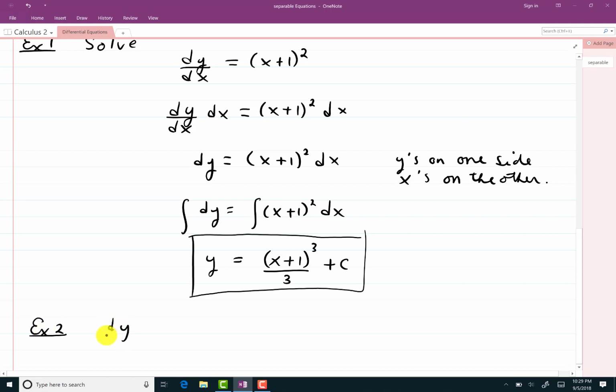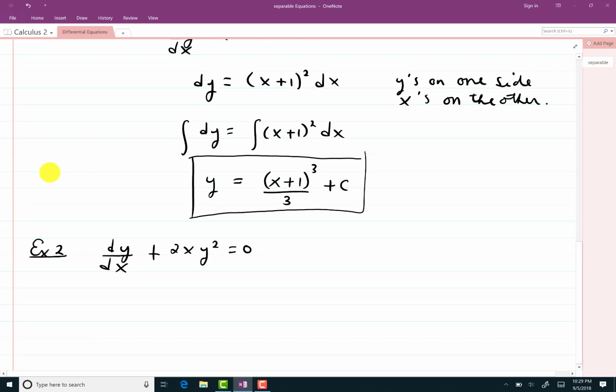Another example. Suppose I wish to solve dy over dx plus 2x y squared equals 0. So now what I want to try to do is get the y's on one side and the x's on the other. So the first thing we can do is take the 2xy squared and subtract it off to the other side.